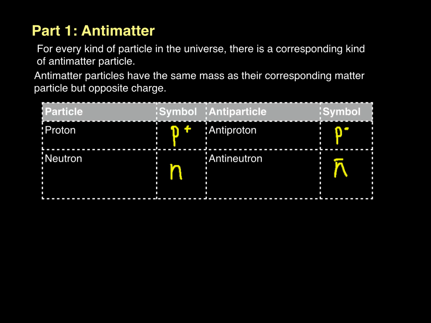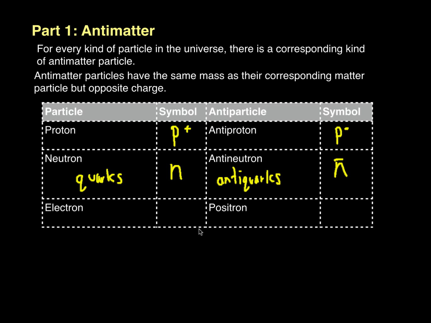In addition, the neutron is made of quarks, and the antineutron is made of antiquarks. The electron symbol is E-, and its charge is negative 1 elementary charge. The positron has the same mass as the electron, but it's positively charged, 1 times the elementary charge positive.